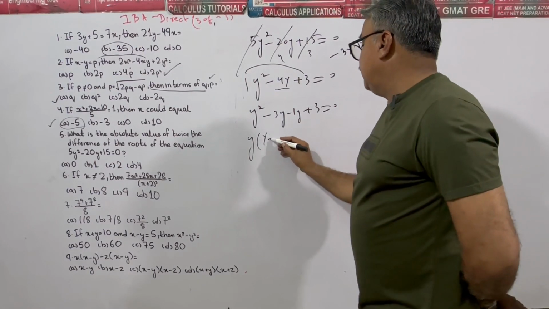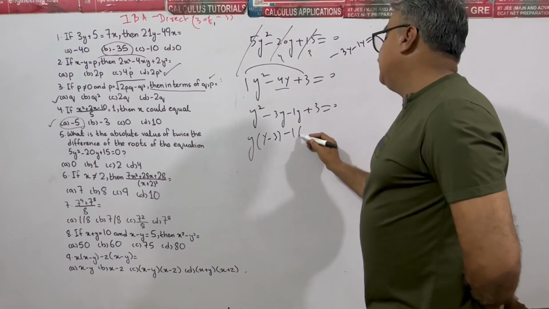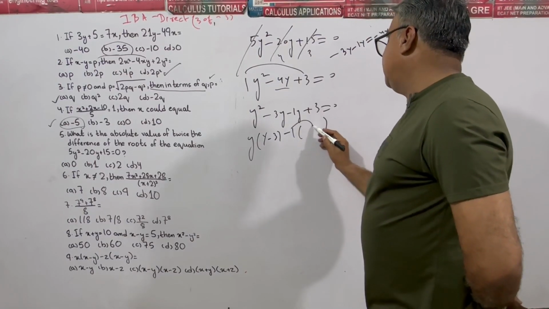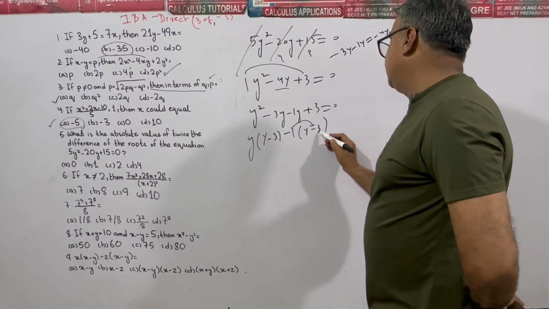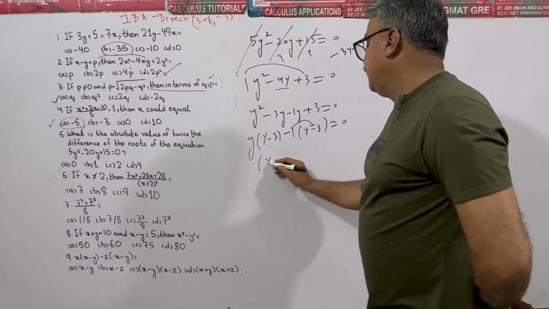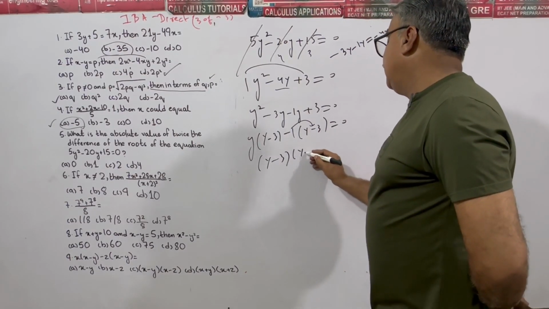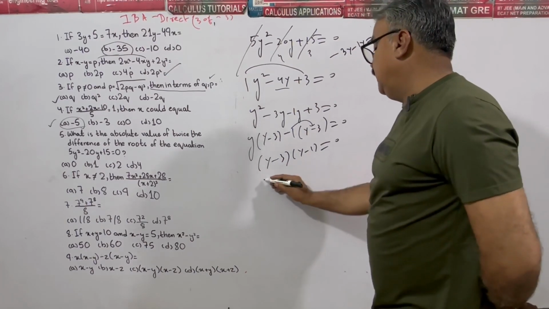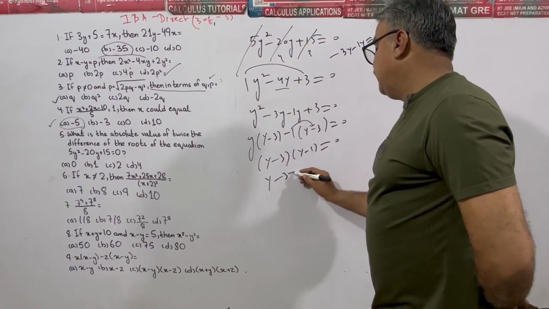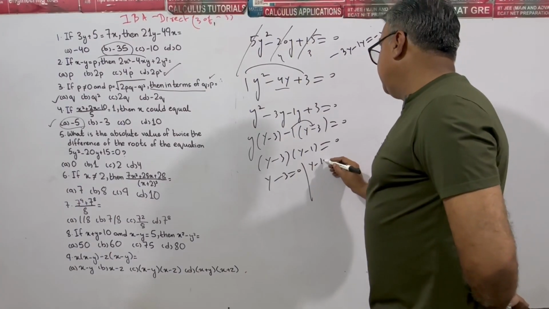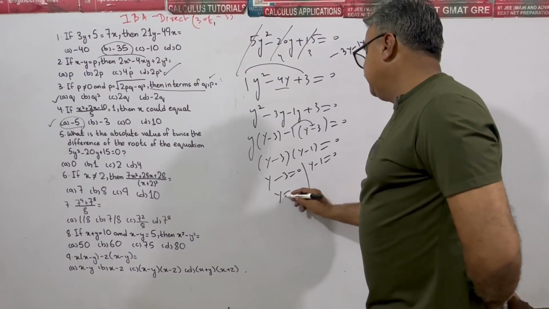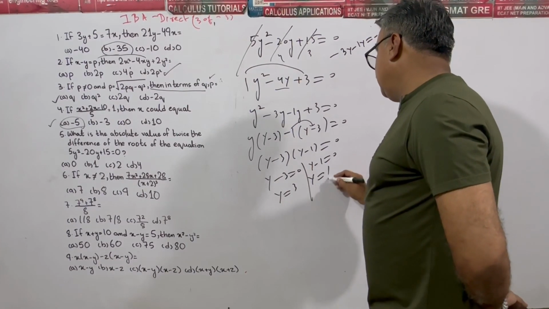Taking y common, y minus 3. Taking 1 common and changing the upcoming symbol, it becomes y minus 3 is equal to 0. So I have y minus 3 and y minus 1 equal to 0. Either y minus 3 is equal to 0 or y minus 1 is equal to 0. So y is equal to 3 and y is equal to 1.